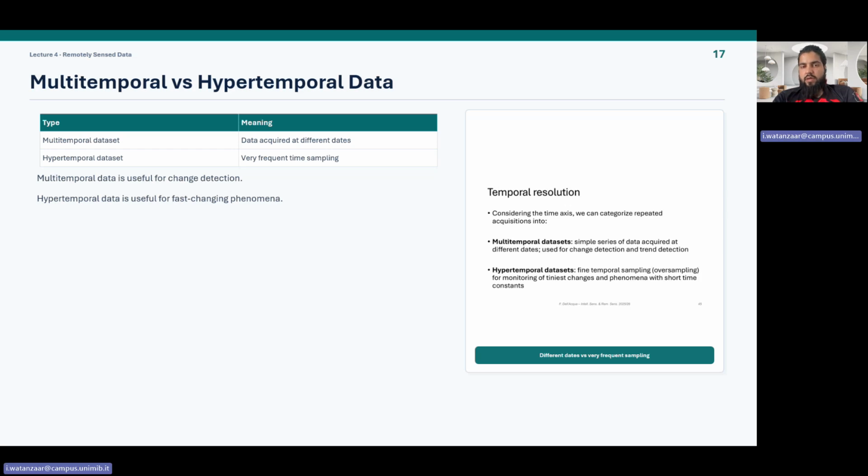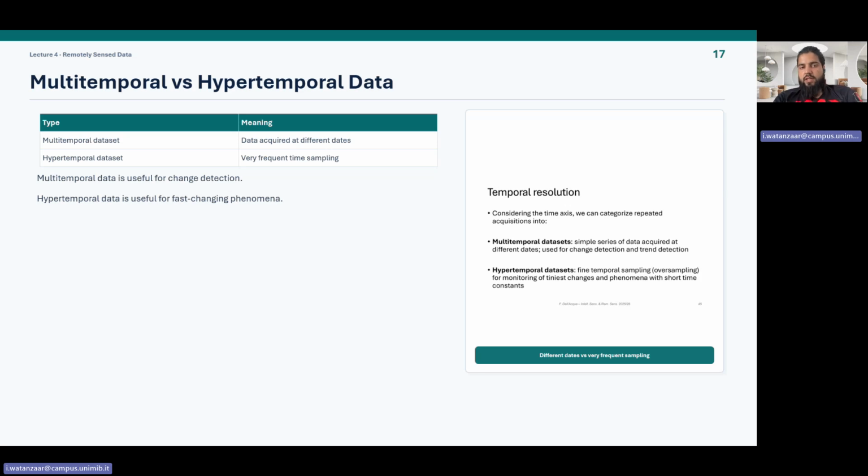Multitemporal versus temporal, hypertemporal data, it is the same concept relevant to that one. As we know from multiple spectral sensors or multiple spectral resolutions, and in the hyperspectral sensor the hyperspectral resolutions. So these are the names exactly. Multi or hyper is added to the temporal.